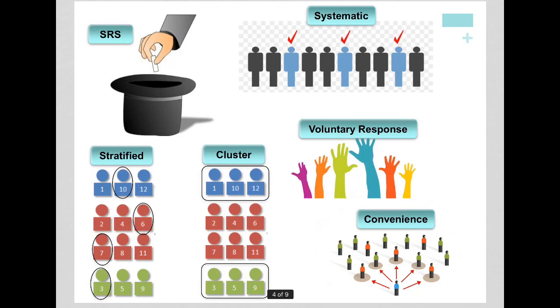And then, of course, lastly, we have the convenience sample. And remember, a convenience sample is just selecting people who are very close in proximity to the researcher. So if the researcher was standing at our classroom door and just asked a few people that are walking by because they were right there.